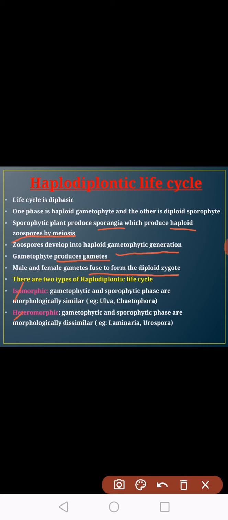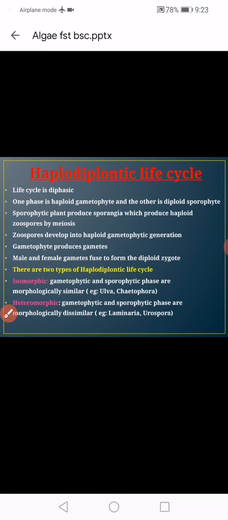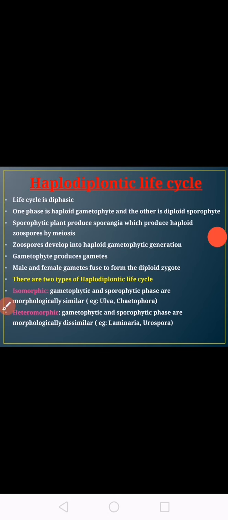Heteromorphic means the gametophytic as well as the sporophytic phases are morphologically dissimilar, that means they are externally different. In isomorphic, both the phases are morphologically similar, whereas in heteromorphic, both the phases are externally different. Examples for the heteromorphic type of life cycle: laminaria, urospora, etc. So this is about the haplodiplontic type of life cycle.